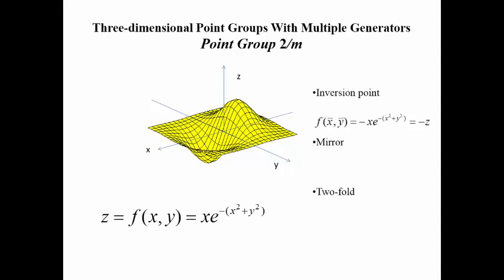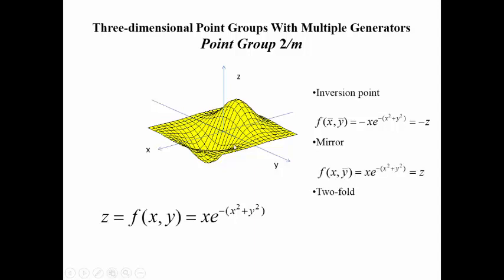So to do the inversion point, we start out with point x bar, y bar, and if you put that into this equation, you can see we get x goes to minus x, and these are squared, so that the sign of that goes away. So we have this function is equal to minus z, so we have x bar, y bar, z bar, and here is our inversion point, and so any point x, y, z is going to go into a point x bar, y bar, z bar. So this function has an inversion point.